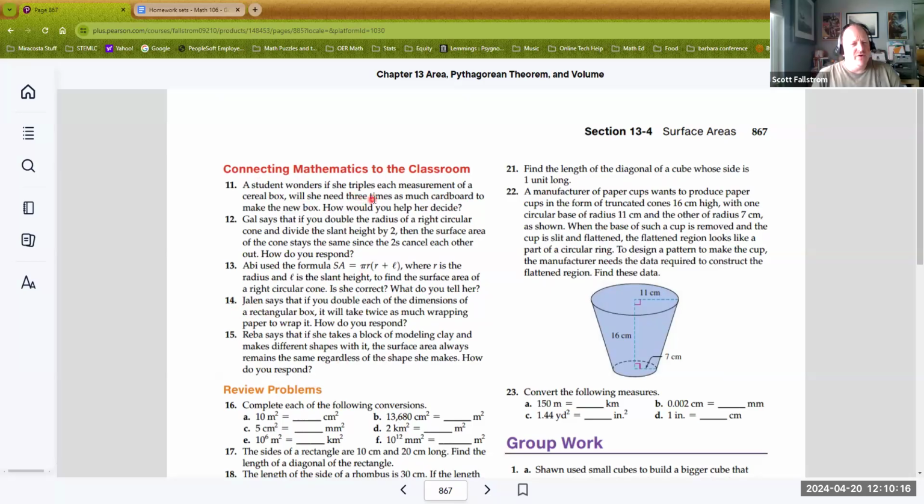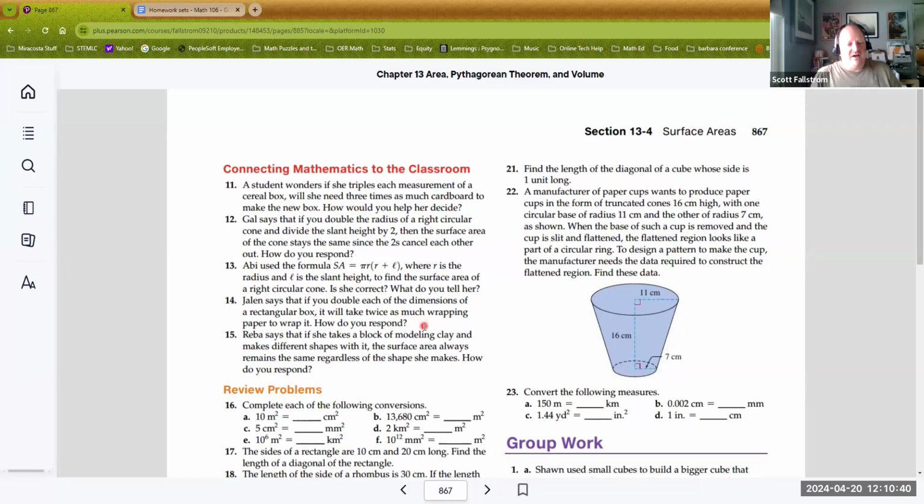Okay. A student wonders, if you triple each measurement of a cereal box, will you need 3 times as much cardboard to make the new box? What do you think? If you triple each measurement of a cereal box, she says we need 3 times as much. Your goal is to show this student whether they are correct or incorrect. What are they missing? What are they getting right?